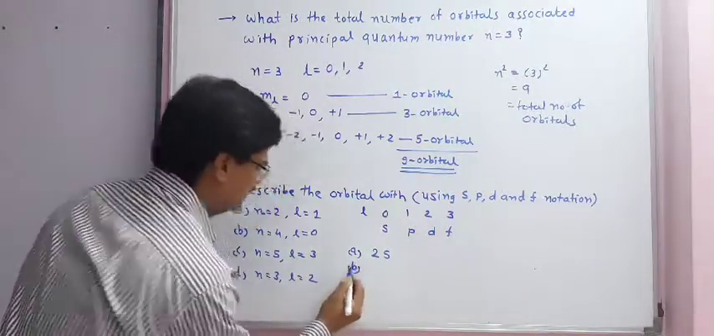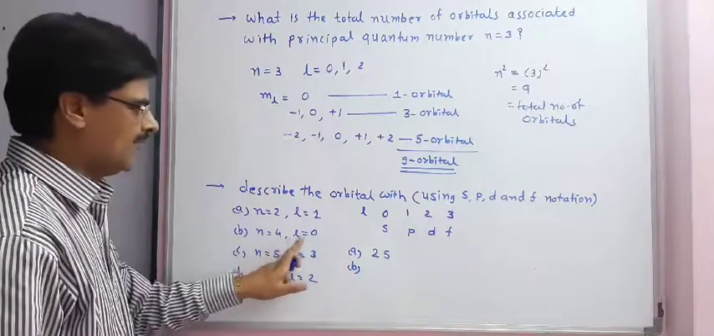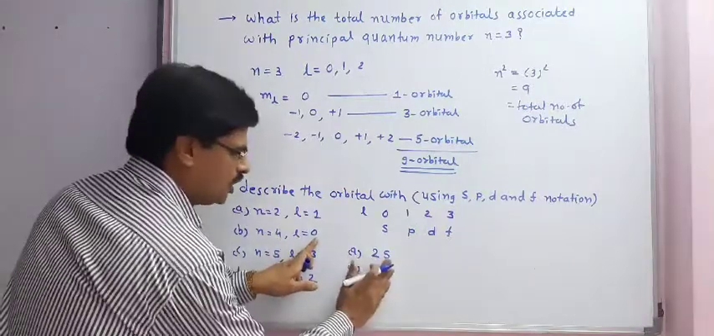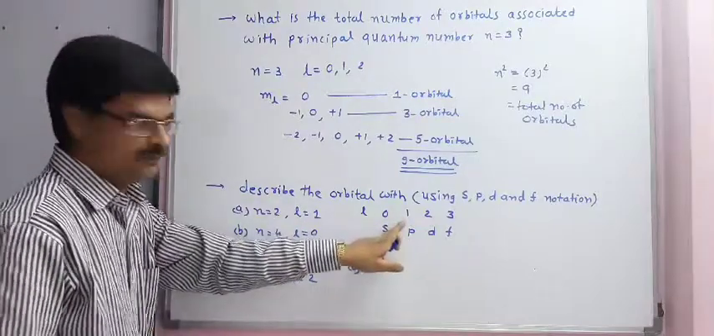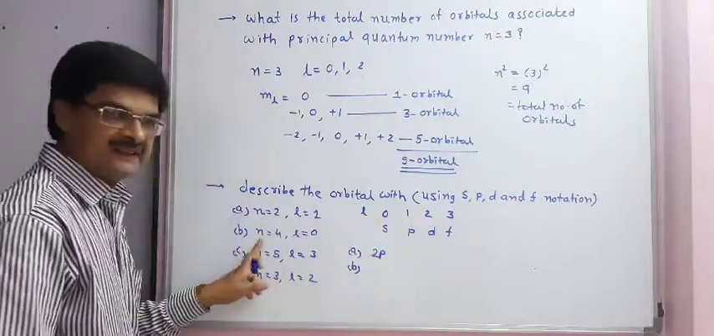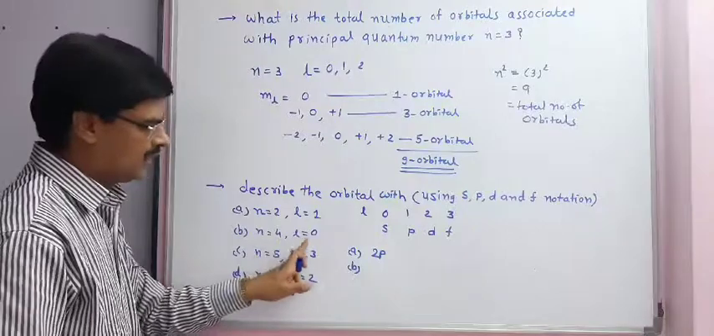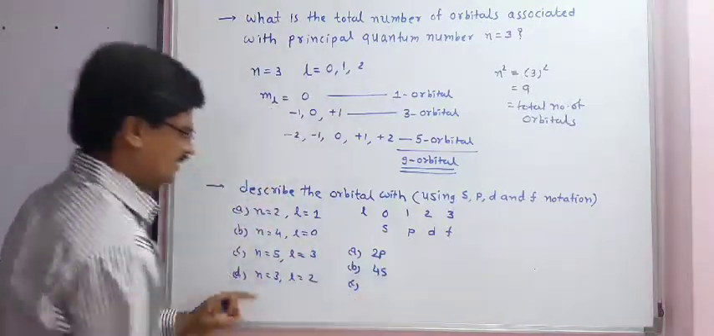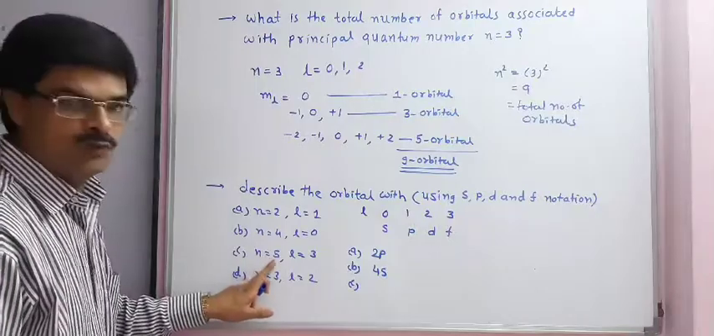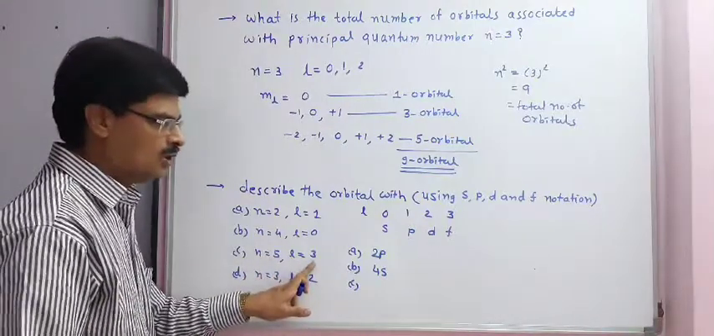For B, n is equal to 4, L is equal to 0. The first one is not 2s but 2p because the L value is given as 1. Therefore, it is 2p. Now for the second one, n is equal to 4, L is equal to 0. It is a 4s orbital. For C, n is equal to 5 and L is equal to 3.